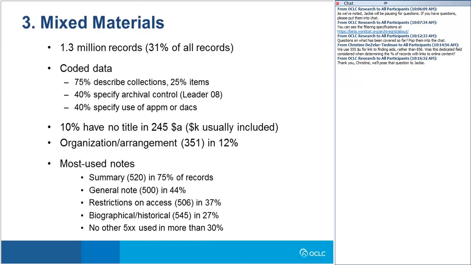I'd like to think this statistic would be far higher for recent records, and that DACS would be specified in a higher percentage over time.